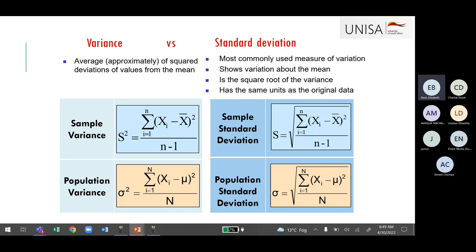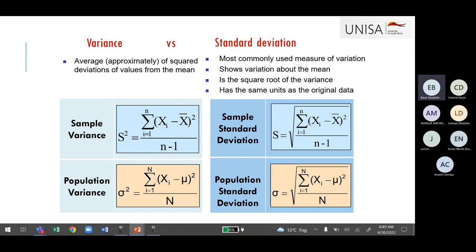When it comes to the standard deviation, we can interpret it, because the value we get when we do the calculation is brought back to the same unit as the original data set, and therefore it allows us to interpret what that value means in relation to the mean. It's also one of the most commonly used measures of variation, because from now on, even when we do hypothesis testing and confidence intervals, we're going to be using the standard deviation and the mean. What the standard deviation shows us is the variation about the mean. So it will tell you how far apart your data is from the mean.